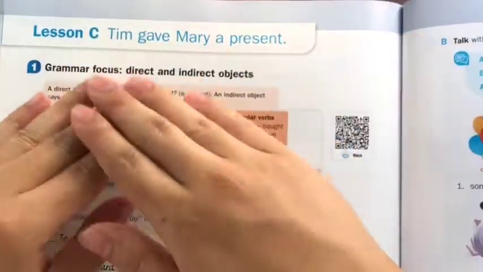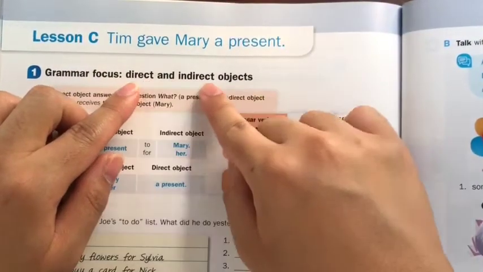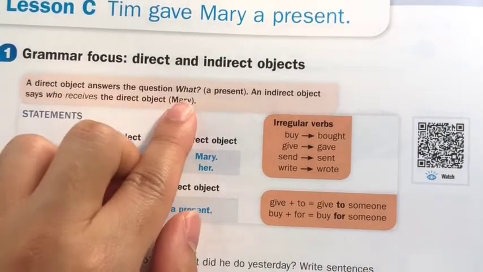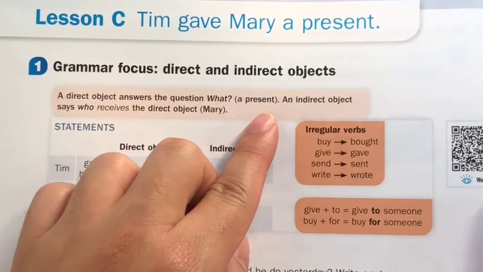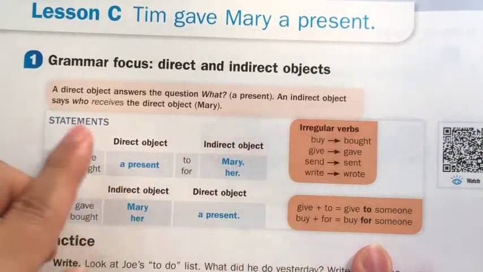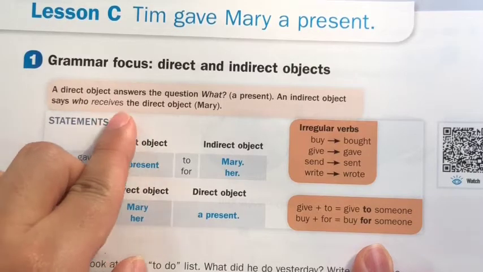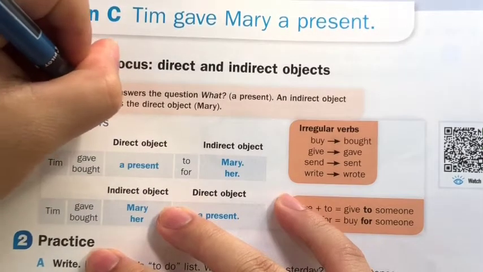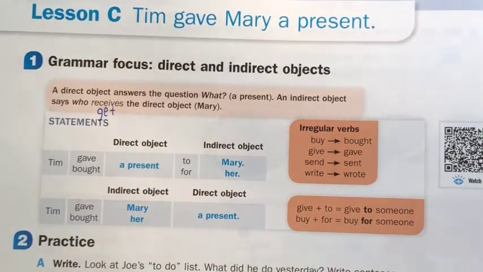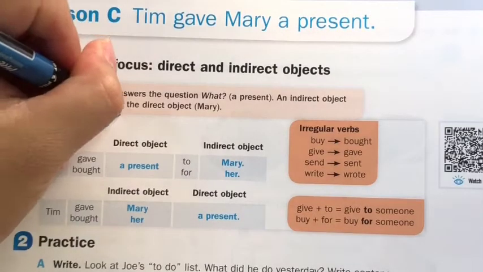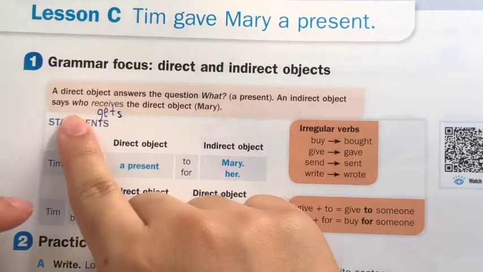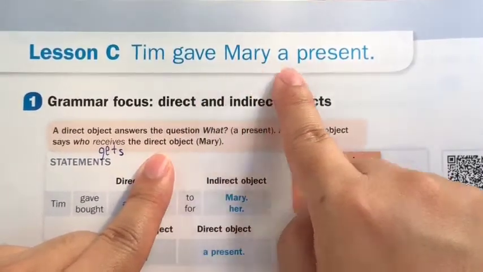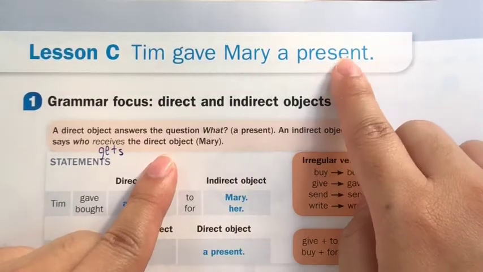So let's see. Grammar focused, direct and indirect objects. A direct object answers the question, what? So a present. An indirect object answers who receives the direct object. What's another word for receives? Get. Gets. An indirect object says who gets the direct object. What's the direct object? The present. So who gets the present? Mary.